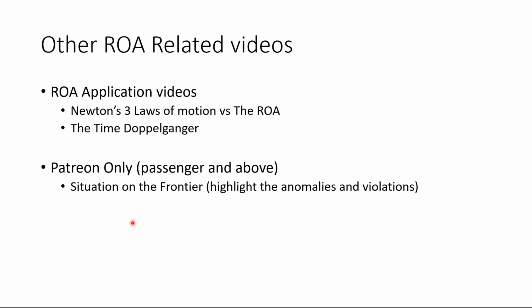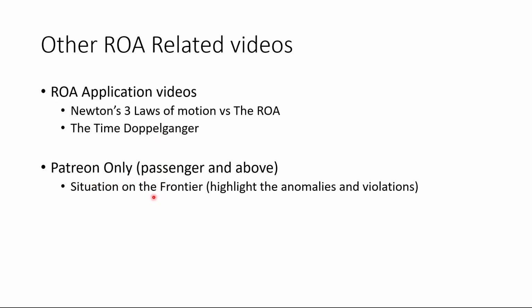So the other rules of acquisition related videos are going to have some application videos. I'm trying to make the videos shorter, because one thing I've learned is the longer you make the video, the time it takes to produce it goes up like the square of the length, it seems. In one, I'm going to show Newton's 3 laws of motion versus the rules of acquisition, and show you how they fail the rules of acquisition. And the time doppelganger, which I only went over briefly, came up during the making of this video. Instead of including it, which would have extended the video by another 15 minutes, I decided I'm just going to do a 15-minute video on the time doppelganger.